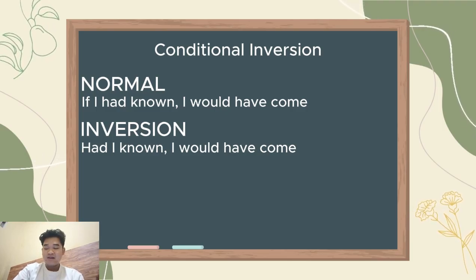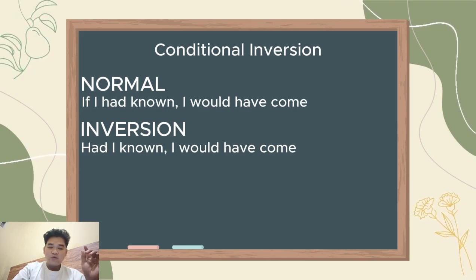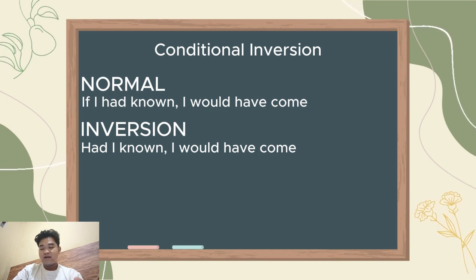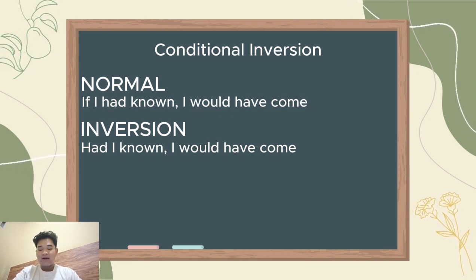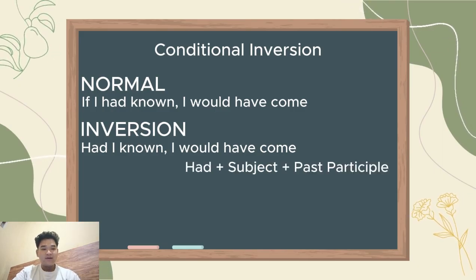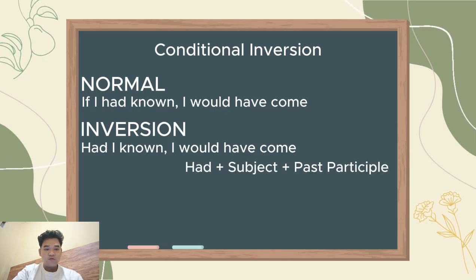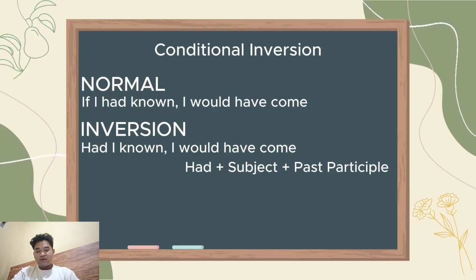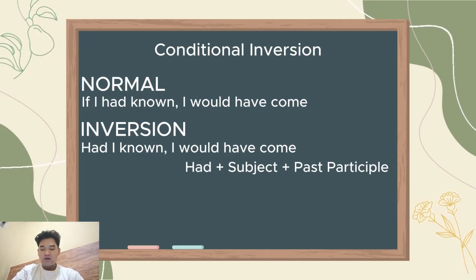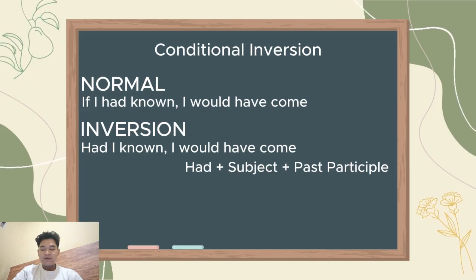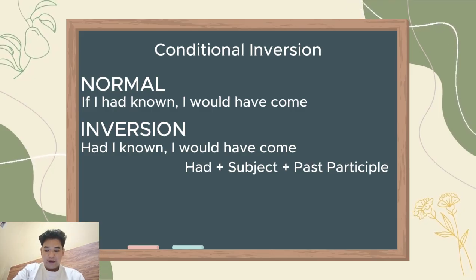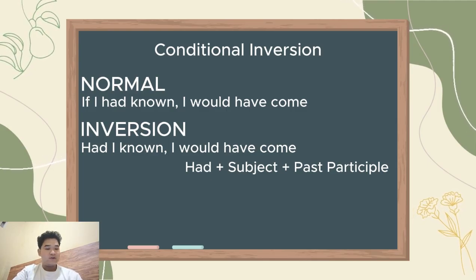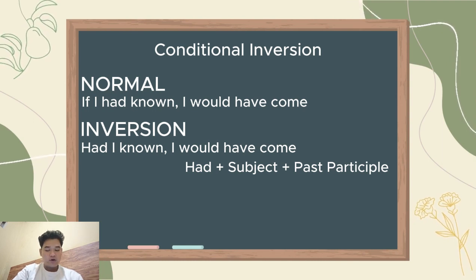You can see that in the inverted sentence, the word if is nowhere to be found. This is because it is replaced by had at the beginning. Had here is the auxiliary verb moved to the front of the sentence. So in this conditional inverted sentence, the if is removed and replaced by had at the beginning. So in the inverted sentence form, it is, "Had I known, I would have come."